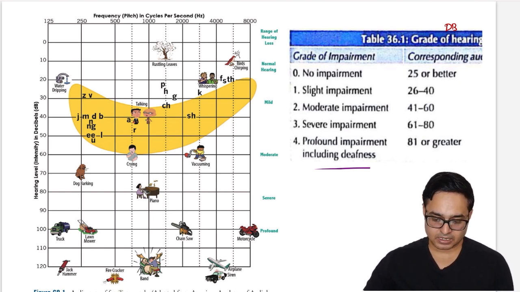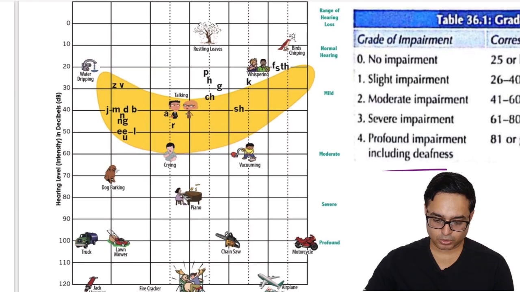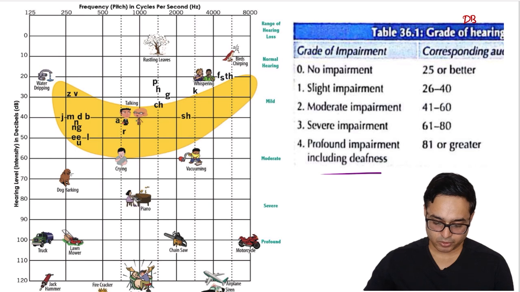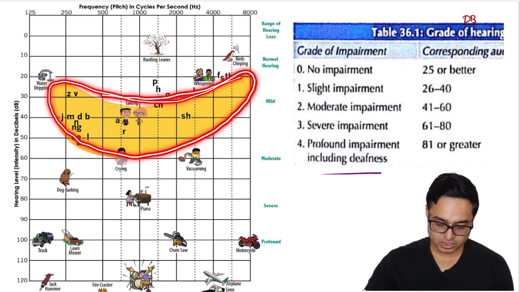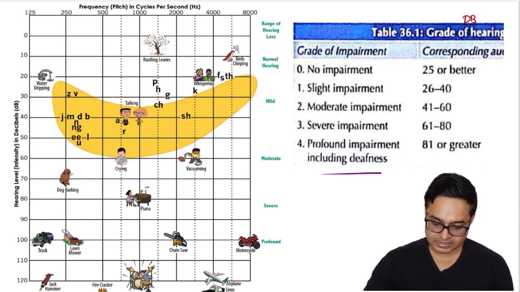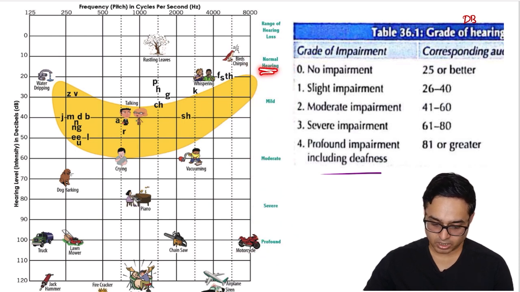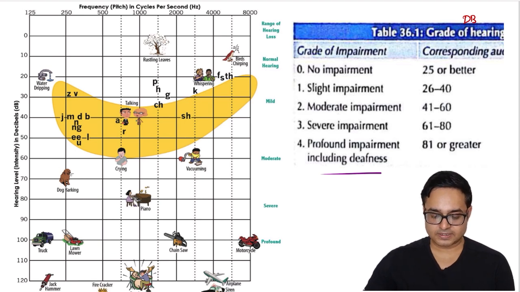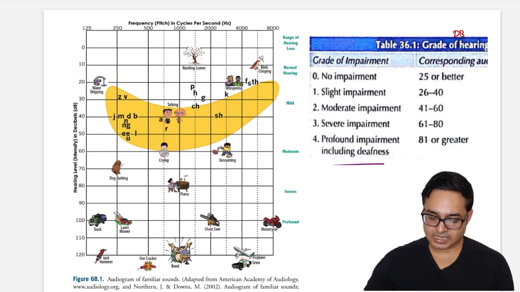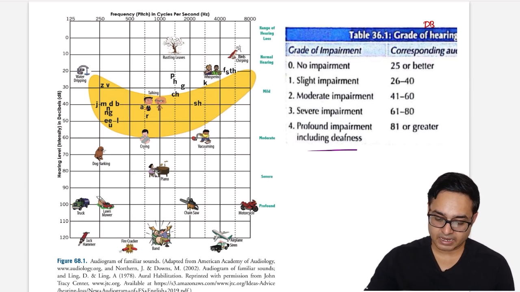This is the first, left-sided diagram. This diagram is actually not important for the exam, just to make you aware, because it is also used in clinical practice. This is normal conversation. These are decibels given, and these are ranges of hearing loss: normal, mild, moderate, severe, profound. Any piano, any truck, rustling leaves, bird chirping, whispering, crying, some things are there. So this is your practical point of view. What is the exam point of view is grade of hearing loss, which is very much important.